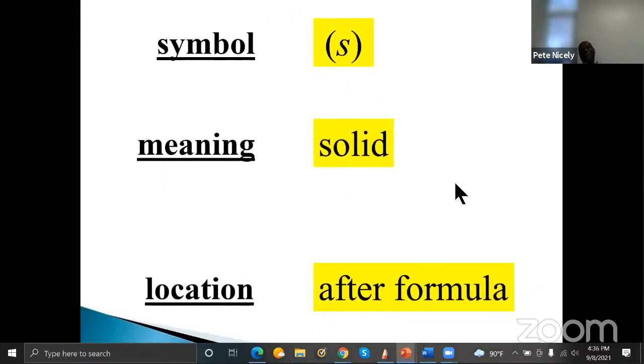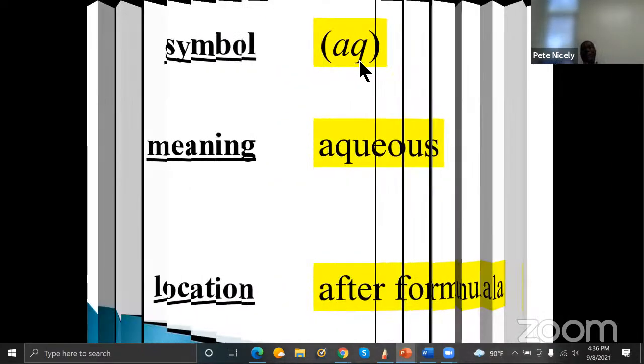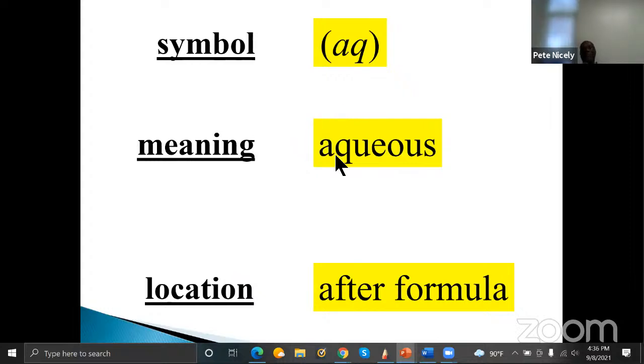S represents solid when placed right next to the formula for a compound. L stands for liquid. Again, that is found next to the formula for a compound. You have G for gas, and you have AQ for the substance that is dissolved in water. So that's basically an aqueous solution we're talking about there.